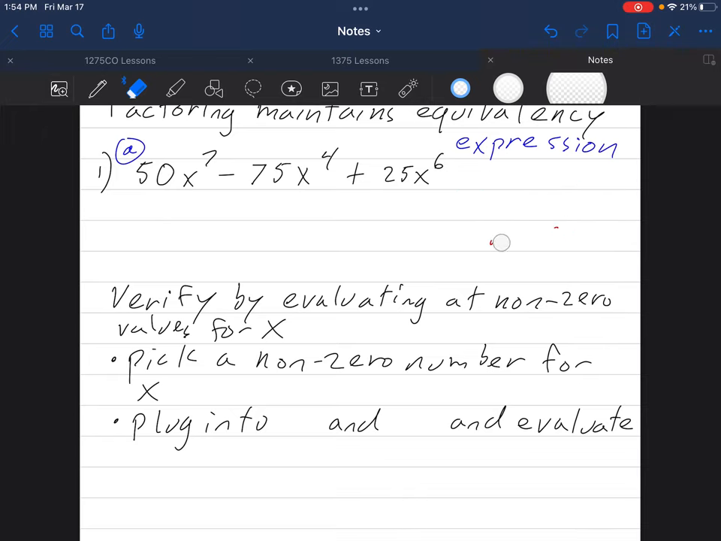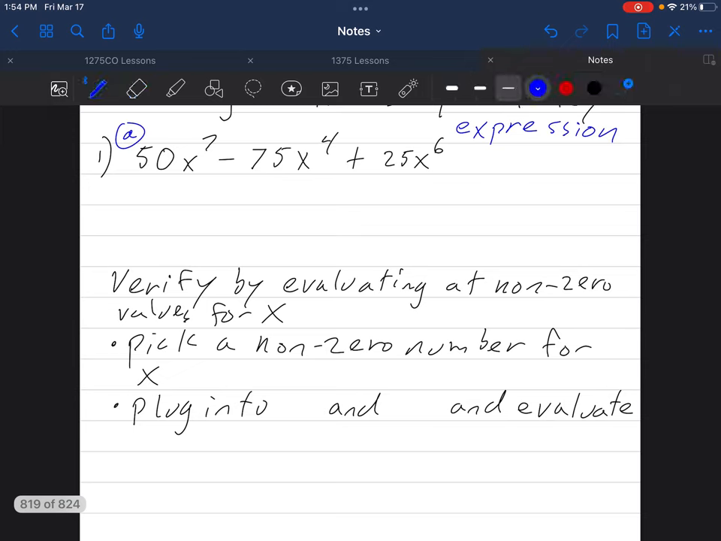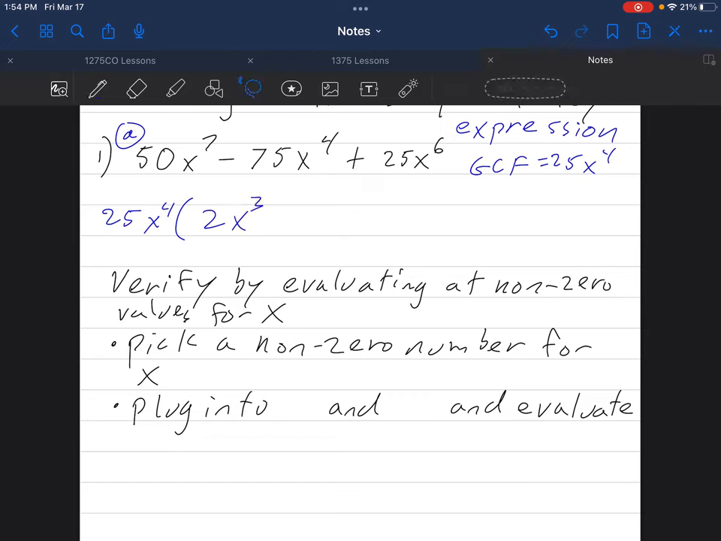So let's find the greatest common factor, which is going to be, in this case, 25x to the fourth power. And let's do that division. Knowing what we know about exponents and fractions, we are dividing the base numbers and subtracting the exponents. 50 divided by 25 is equal to 2. x to the 7th divided by x to the 4th means x to the 7 minus 4, and that's how we get x to the 3rd.